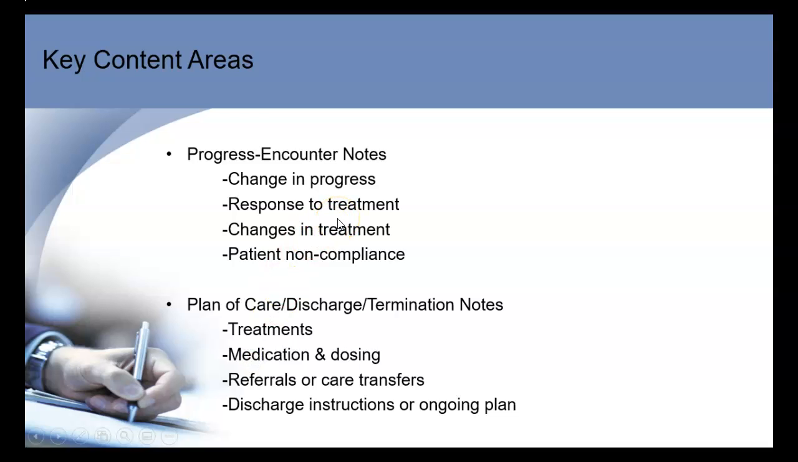Key content areas, progress encounter notes. You want to make sure that you cover any change in progress, responses to treatment, changes in treatment, and or patient non-compliance notes. When you're thinking about plan of care, discharge or termination note, treatments are important, medication and dosing are important, referrals or care transfer are important to document, and discharge instruction and or ongoing plan.